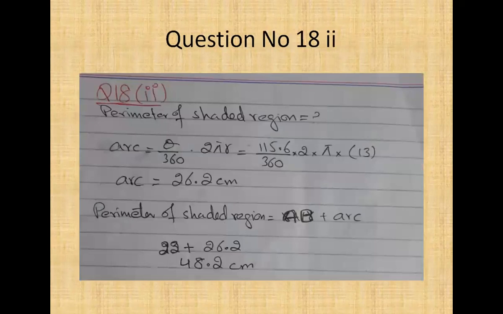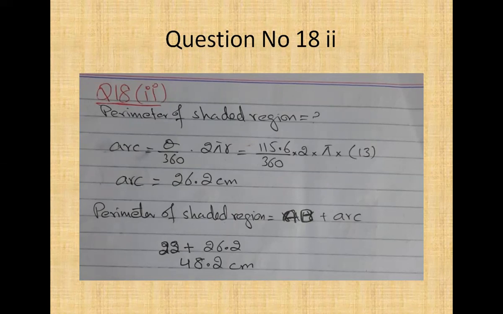Okay, now we go to the perimeter of the shaded region. And I told you the perimeter of the shaded region has an arc and a chord. We already know that the chord is 22 centimeter long, and the arc I can find out. The formula for the arc is theta by 360 times 2 pi r. Theta is 115.6 divided by 360 multiply 2 multiply pi multiply 13. Radius is 13. Equals to, and you will get 26.2 centimeters. So the length of the arc is 26.2 centimeters.